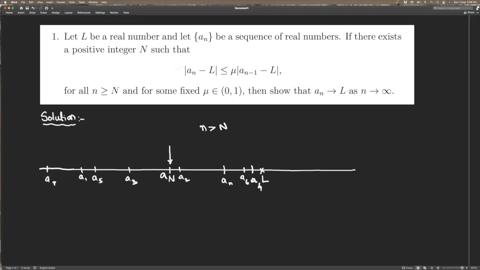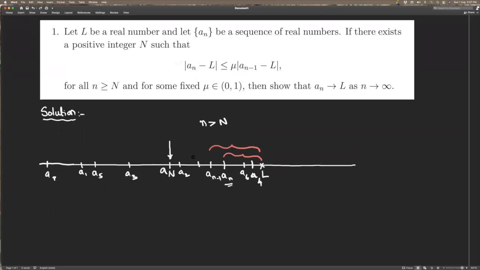Then the distance between this a_n and L, that is this distance, is going to be less than the distance between a_(n-1) and L, that is this distance. And further, you take the term a_(n-2), and the distance between a_(n-2) and L is going to be something more than the previous one, and it goes on like this till the term a_N, that is capital N, right? So this is what is given to us.